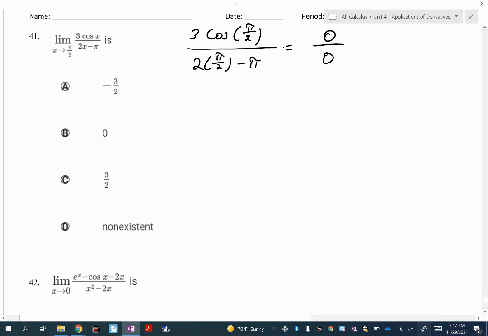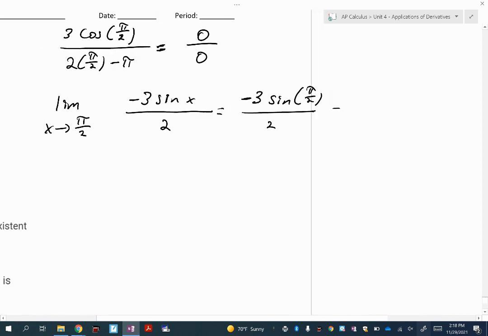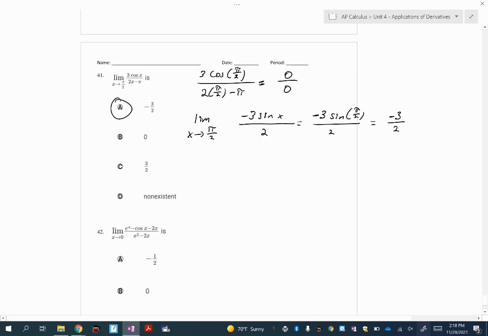So because I got 0 over 0, I can use L'Hopital's rule, which is to take the derivative of my top and bottom and try it again. So the derivative of 3 cosine x is actually negative 3 sine of x, right? Because the derivative of cosine is negative sine, over the derivative of 2x, which is 2, and the derivative of pi would be 0. So that's what it becomes. So now I'm going to plug in pi over 2 again, but this time into the derivatives. Sine of pi over 2 is actually 1. So that's negative 3/2. So our answer here is A.